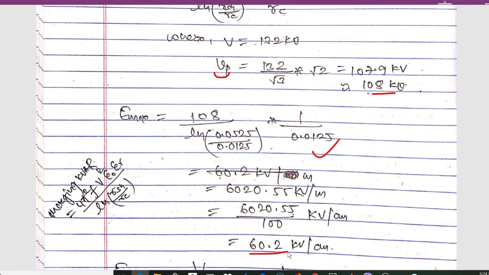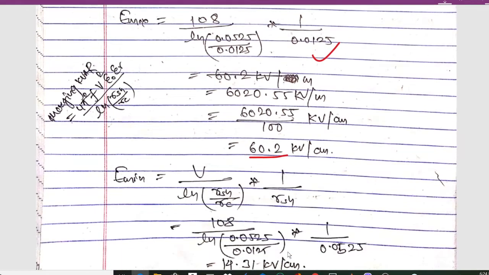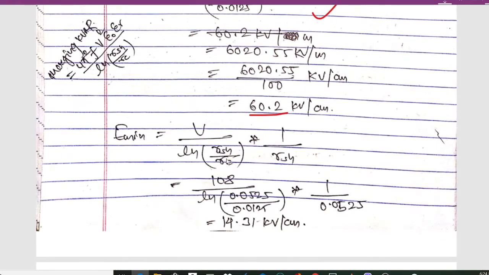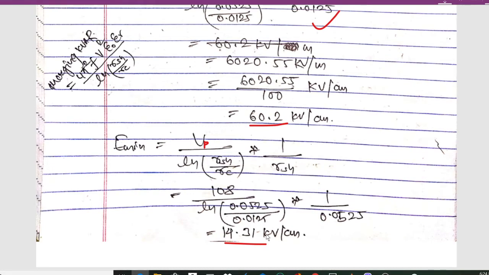So 60.2 kilovolt per centimeter. Similarly, Emin will be V upon log RSS upon RC and 1 upon RSS. Again we use the value of Vp here. Just substitute and you will get 14.31 kilovolt.